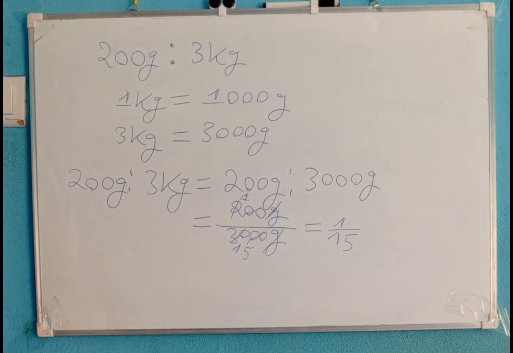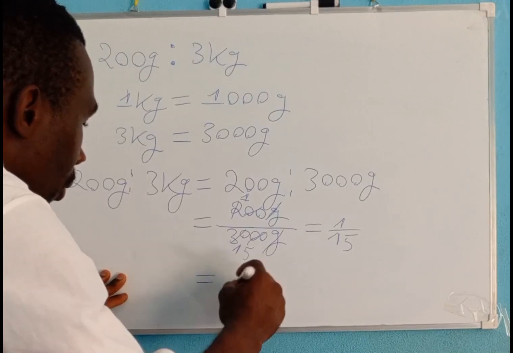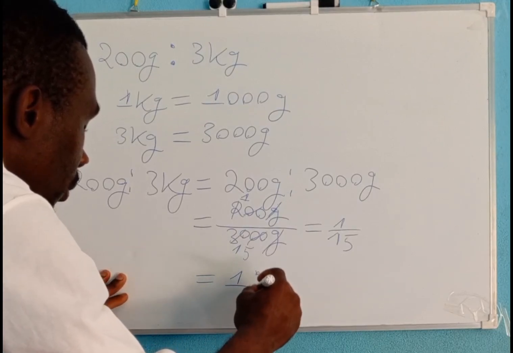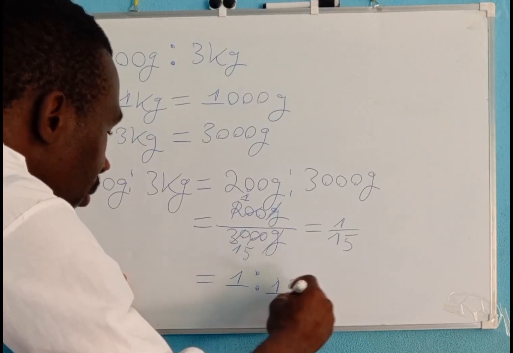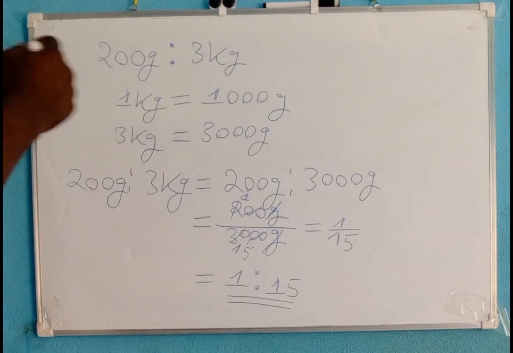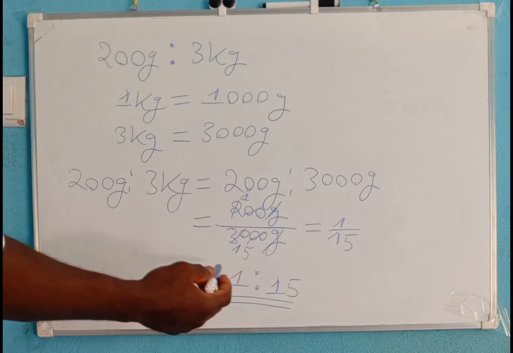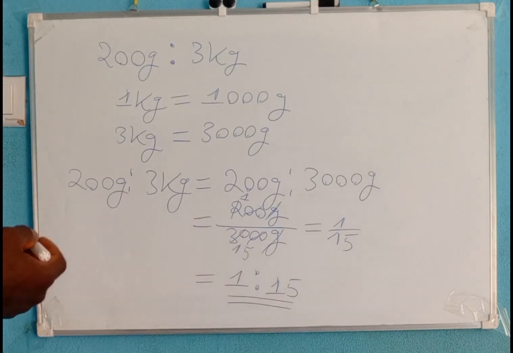Next, we are going to express 1 over 15 in the fractional form as a ratio. This will give us 1 is to 15. Therefore, 200 grams is to 3 kilograms in the simplest form is 1 is to 15.